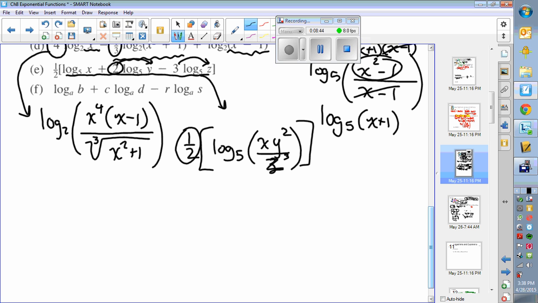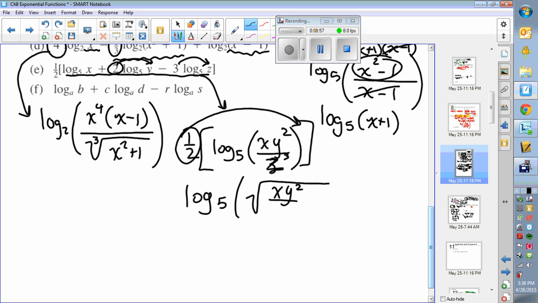1/2 power means you take that in and put it on that bracket. So you're going to combine it as log to base 5, and you might as well take the square root of x y squared over z cubed.